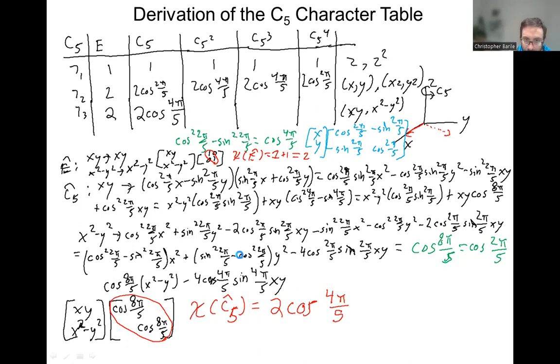So what that means is that this becomes actually 2's. And so then we take the trace along the matrix, and we get the chi for it. Now this is C5 2, which is actually 2 cosine 2 pi over 5. So we can plug that in. And again, it's different than what is above.